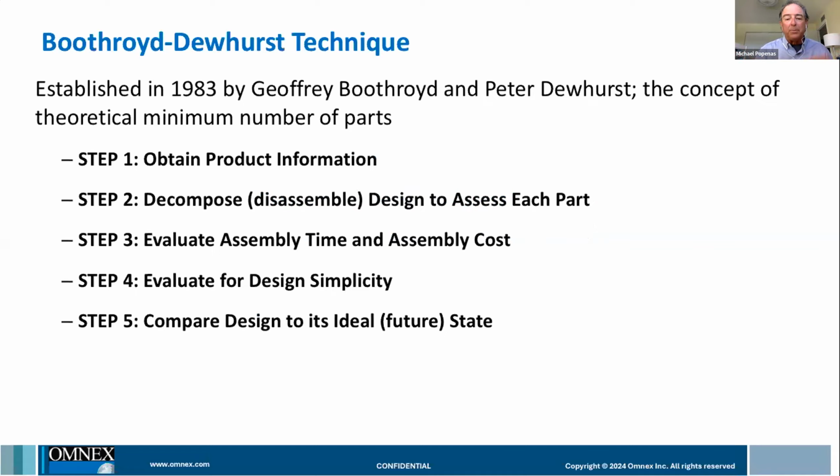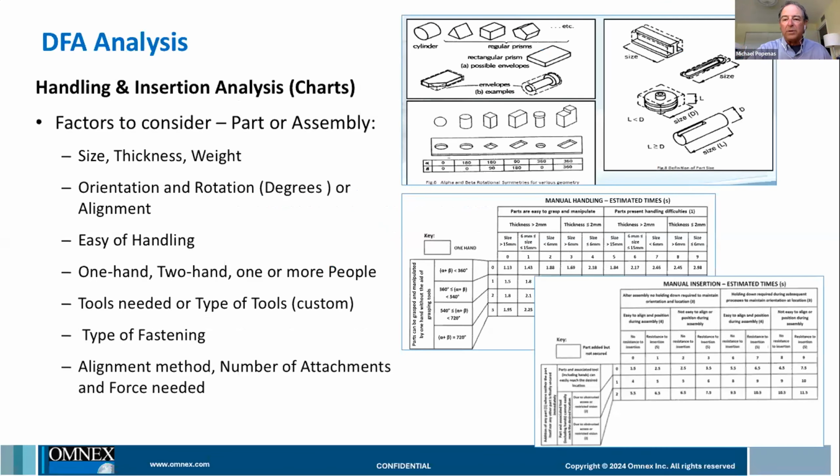Give me the product information, break it into the individual parts, evaluate the assembly and costs with each of the individual parts, and then have a way to compare the simplicity and compare to other designs. Boothroyd basically does this. Give me the part and we'll reorient it. And he has a method to look at the geometry of the part, and the size and weight of the part, and how it drives time in assembly.